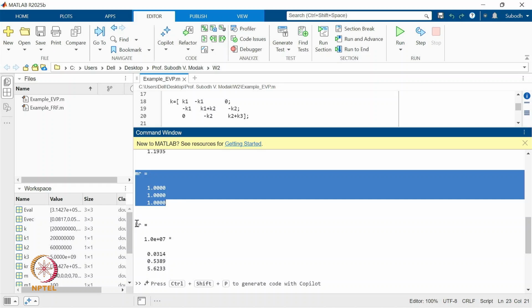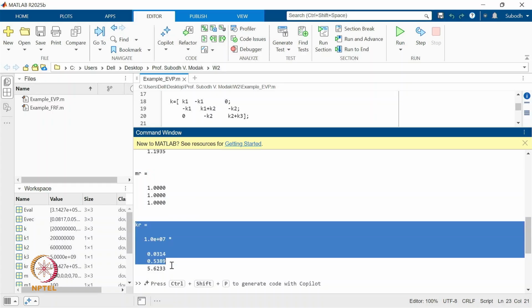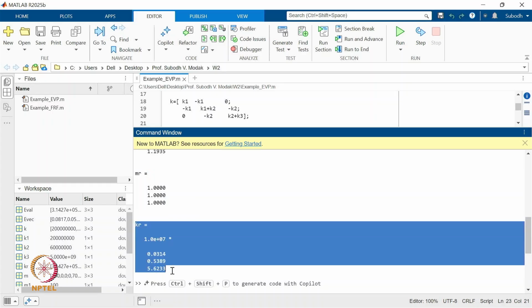And then we get modal stiffnesses, which you can see are essentially the square of the natural frequencies, right. Essentially they are the eigenvalues, okay. So, in this way you can see we have solved the eigenvalue problem and found the modal masses and modal stiffnesses.